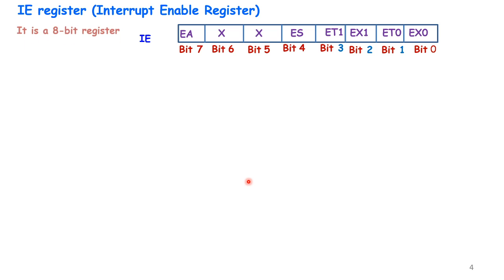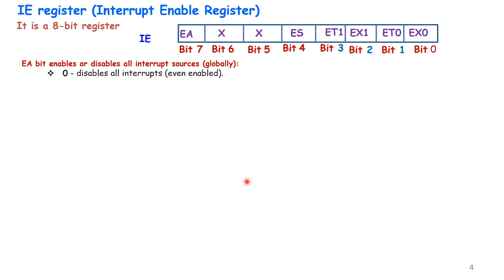It is an 8-bit register. It is a bit addressable register having a format like this. This is the interrupt enable register. It has 8 bits, and the interrupts are EX0, ET0, EX1, ET1, ES. These are the interrupt signals, and they are controlled by the EA bit, which is named the global bit.